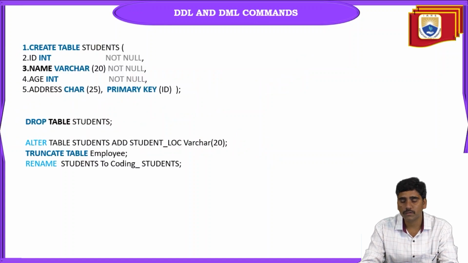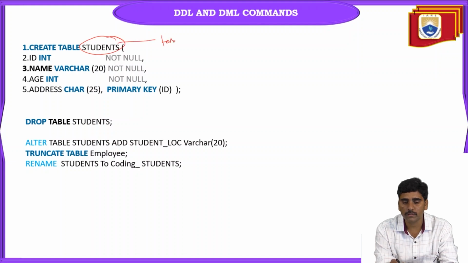Here is the syntax for creating the table. Create table students, where students is the table name. ID is an attribute, and int is the data type. So attribute A1 with data type 1, A2. Similarly, name is attribute 2 under data type 2, age is attribute 3 under data type 3, and address is attribute 4 under data type 4, along with the constraints.